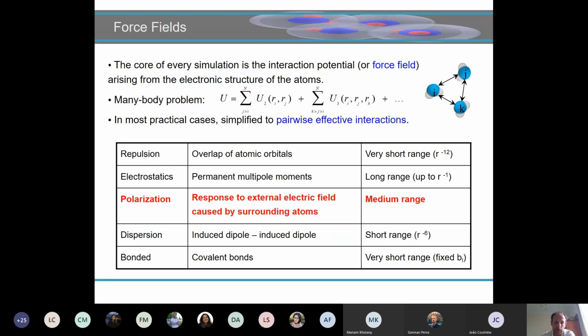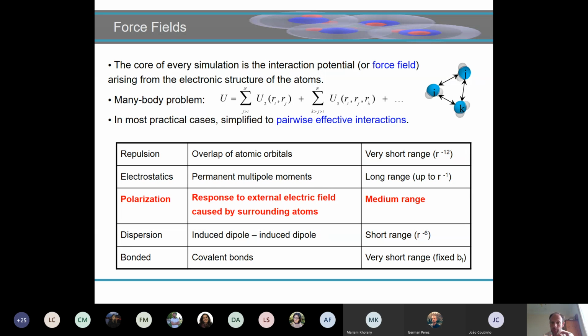So we have to account for these, and these are normally included as atomic point charges on the molecules. I'll show you in the next slide. But then the last term, the one in red, which this talk is mainly focused on, is polarization. Okay. So polarization is intrinsically a many-body interaction.